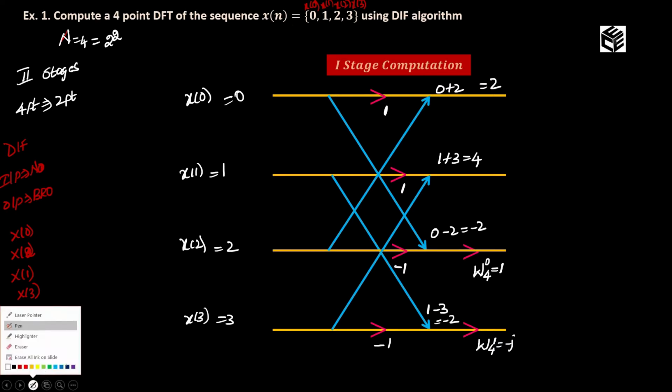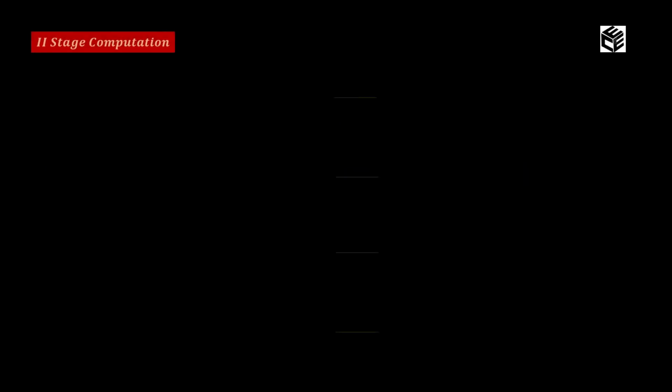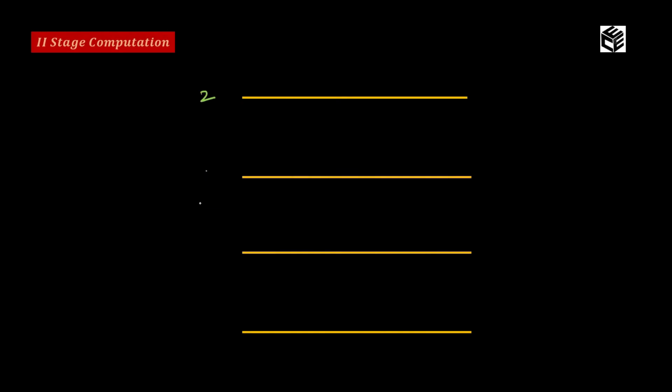Now I have the twiddle factor at the output side. So I'm going to write the final answer after multiplying the twiddle factor. So this is 2, this is 4, this is minus 2 into 1, which is minus 2. And this is minus 2 into minus j, which is plus j2. So the output of the first stage will serve as the input to the second stage. I'm going to write the answers: 2, 4, minus 2, plus j2.